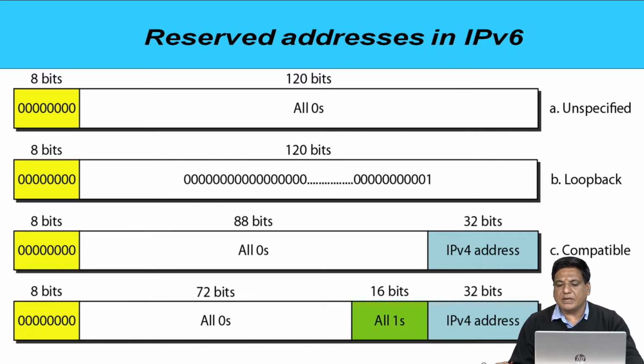Next is the compatible address. This address is used when the sender and the receiver both use IPv6 addressing. Mapped address: this address is used when the sender is using IPv6 and the receiver is still using IPv4.